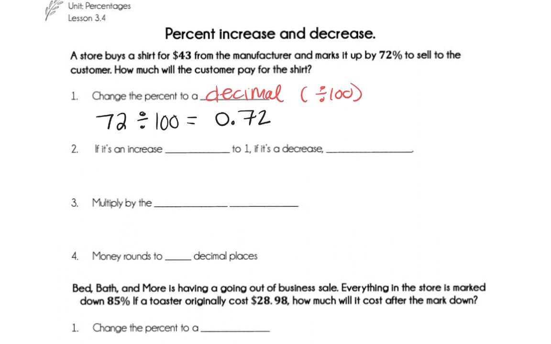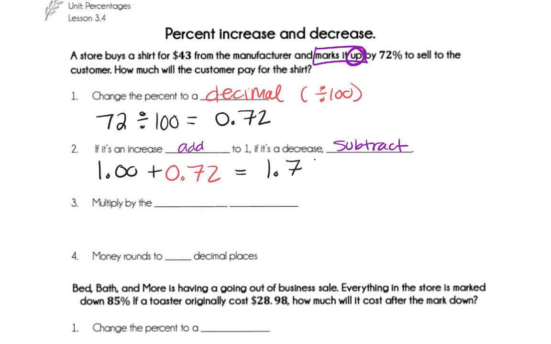I do. Okay. The increase and decrease rules still apply. If it's an increase, we're going to add to 1. If it's a decrease, we're going to subtract from 1. So in this case, it's a markup, so we're going to add. So remember that my 1 represents 100% as a decimal. We're adding an extra 72%, but as a decimal. And we get 1.72.